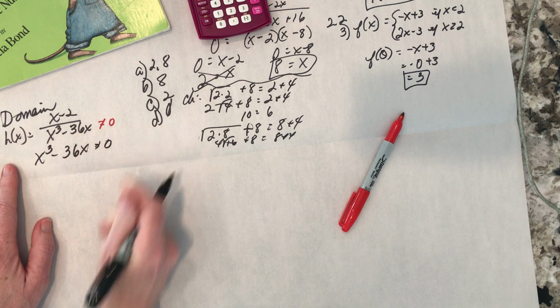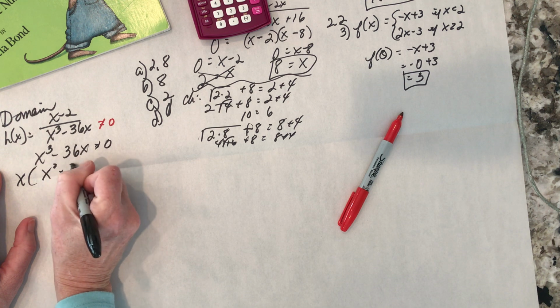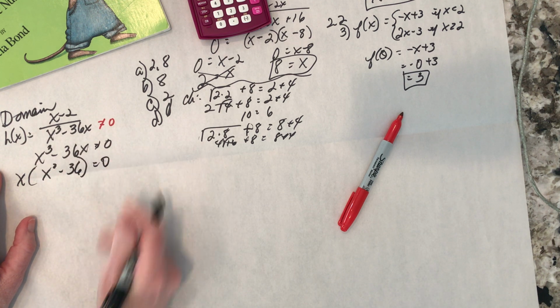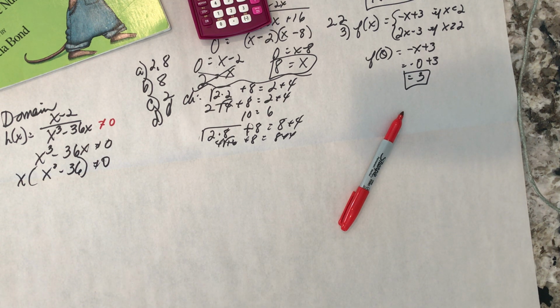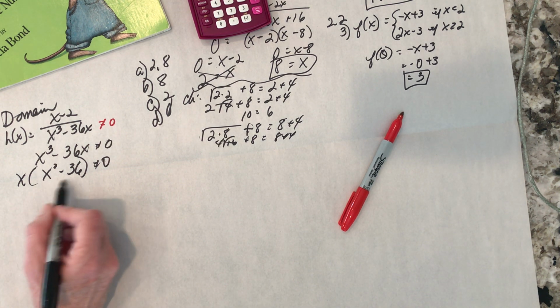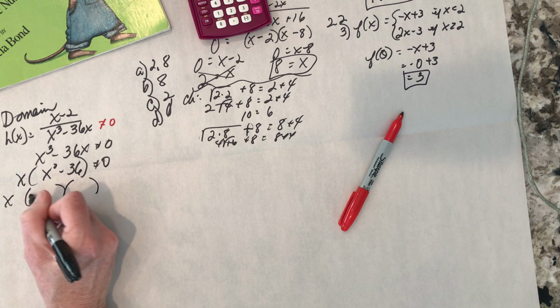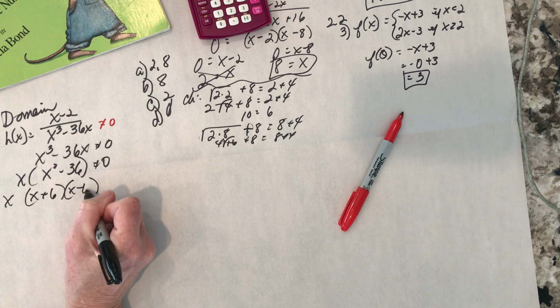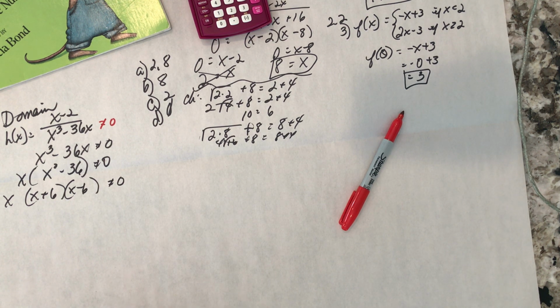36x cannot be 0. We can factor out an x there. We've got x squared minus 36 equals 0, or shouldn't equal 0, let's say. Then we can factor this inside. This is a difference of 2 squares. So you get x plus 6, x minus 6 there. And these are the numbers that we cannot use. These are the ones that the domain will not be allowed to use.